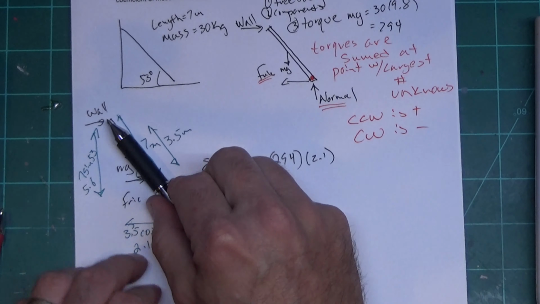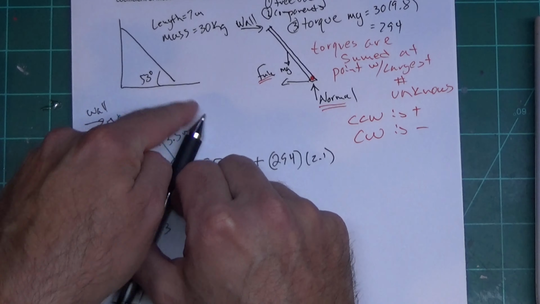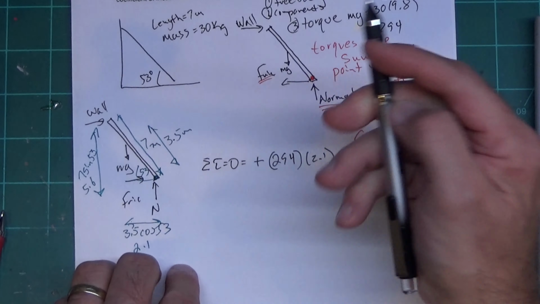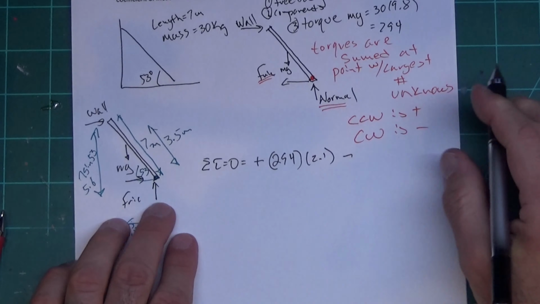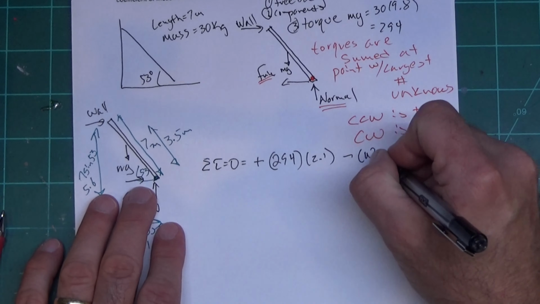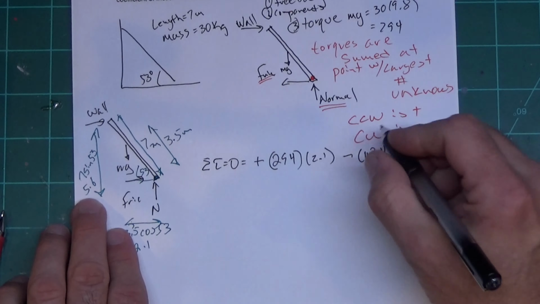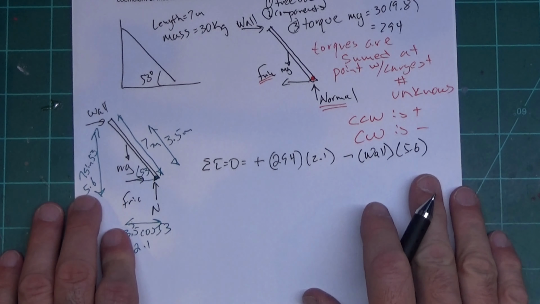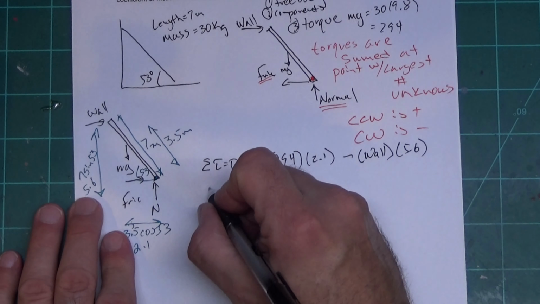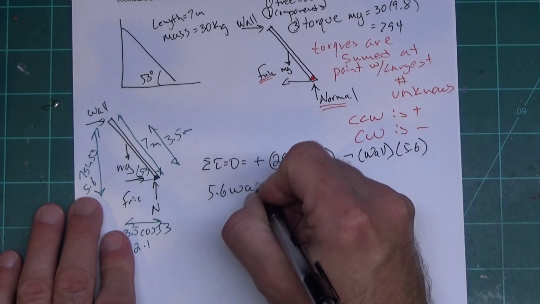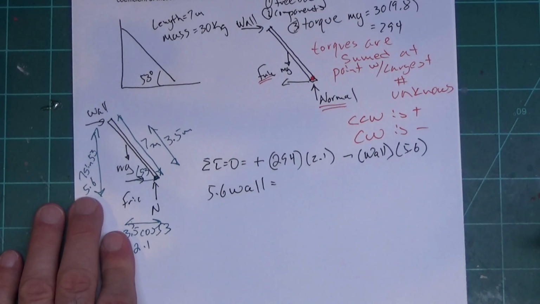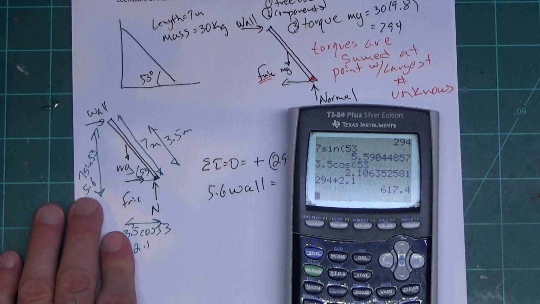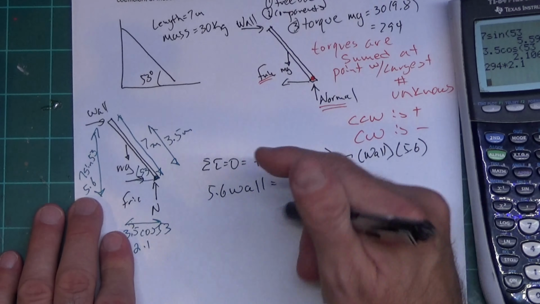Now, the force at the wall is pushing it this way. That is a clockwise rotation, so that'll be negative. I've labeled that force wall, and its distance is 5.6. Now, since this equals 0, I can move the wall across the equal sign. So 5.6 wall will equal 294 times 2.1. So I'm going to do 294 times 2.1, and I get 617.4.